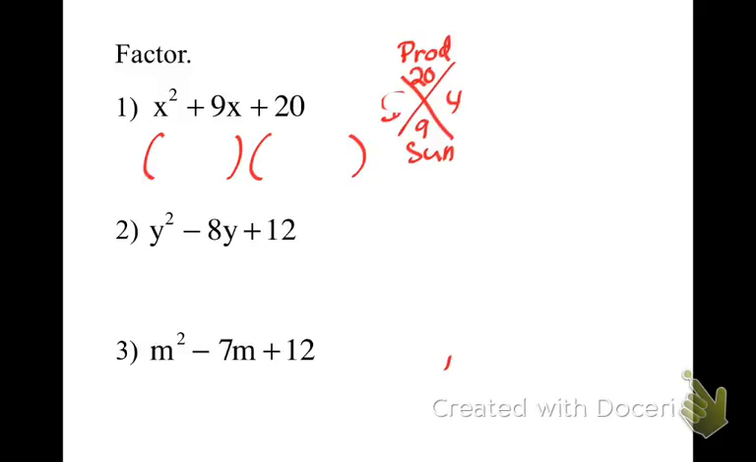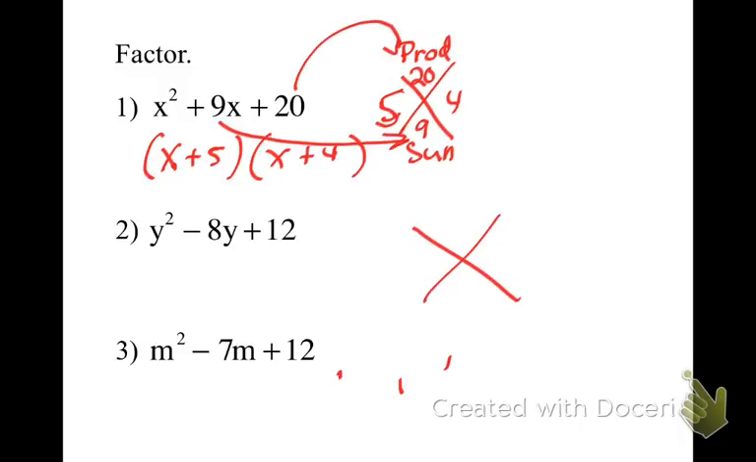Okay, what is the answer, Miriam? It's x plus 5, and then x plus 4. Now remember, the product goes up here. The sum goes down here. Go. You try the next two. Pause the recording.